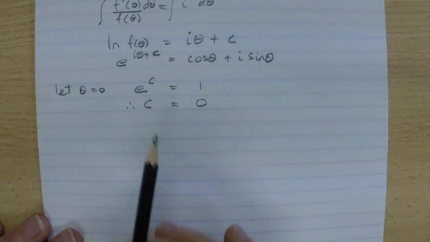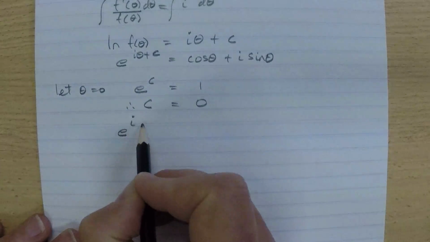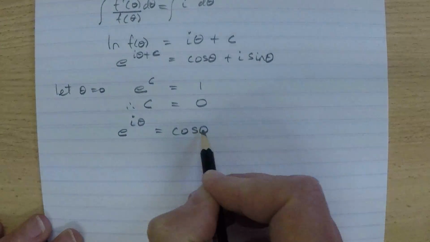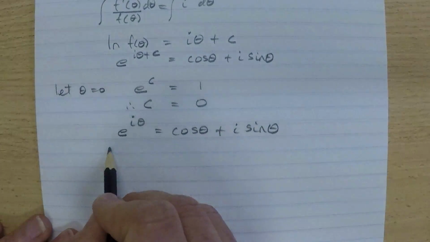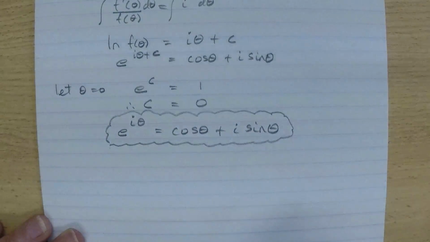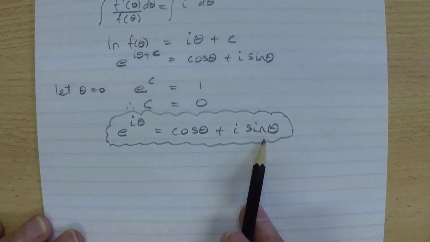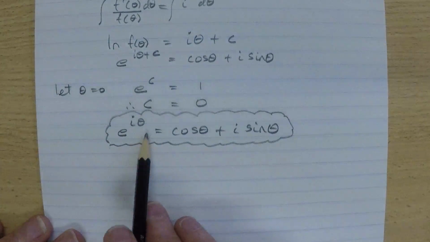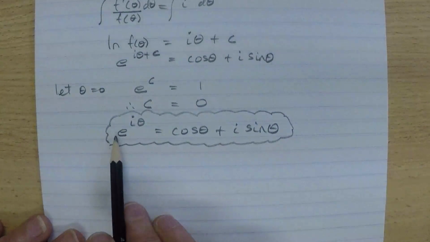Then rewriting our identity, e to the power of i theta, because c is nothing, equals cosine theta plus i sine theta. This is Euler's identity, and this we recognise as the rectangular coordinates of a complex number with a modulus or a length of 1, and this depends only on the argument, so this is the polar coordinate of the same number.